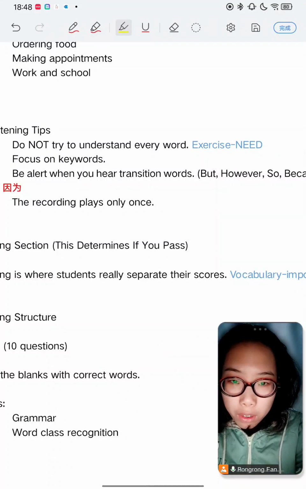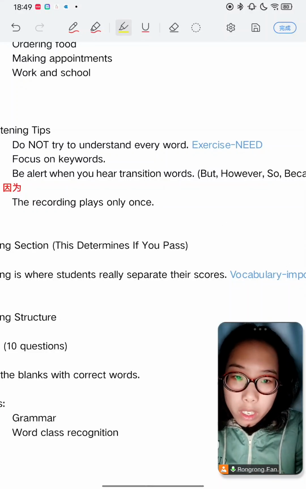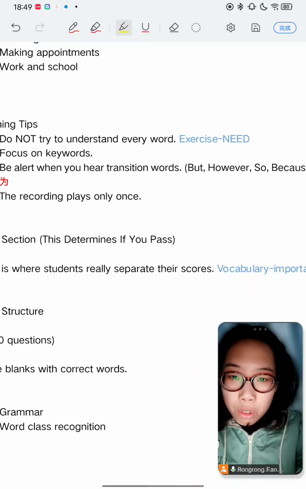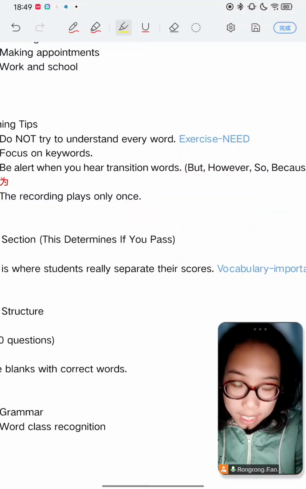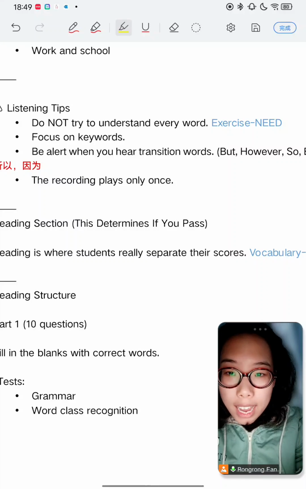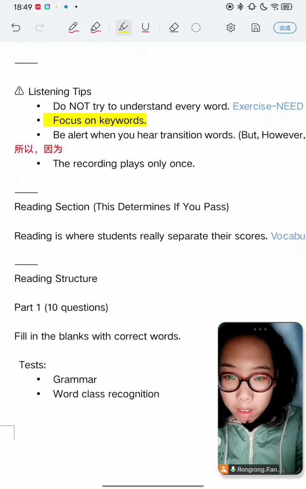It will waste your time and make you miss what is the important word. But I also suggest that if you want to earn higher scores during your exercising, you need to understand every word. You need to listen to the passage sentence by sentence. Okay, you should know each of them. And second, just what I say, focus on the keywords.